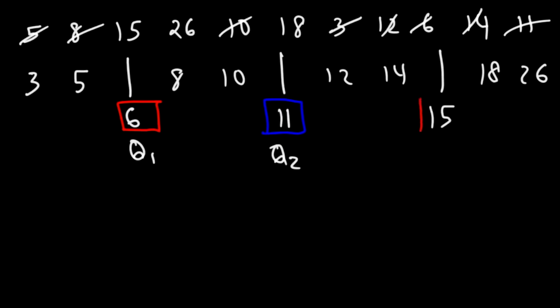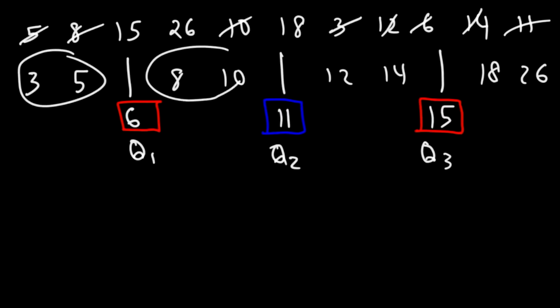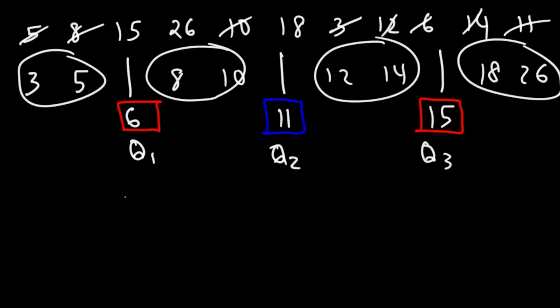So 15 is the third quartile. When you think of the word quartile, I think of quarters. 4 quarters equal $1. And so the quartiles divide the data into 4 equal parts, as you can see here.